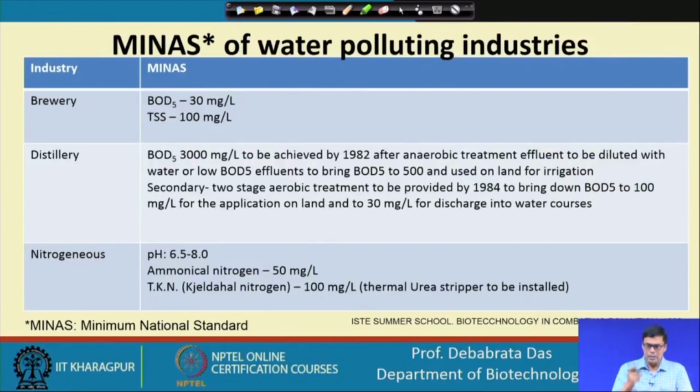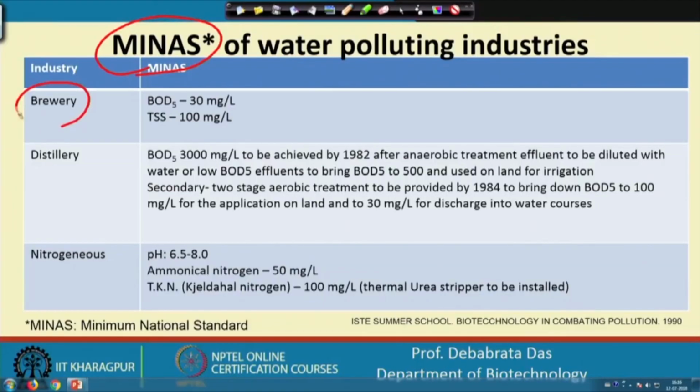Now, this is the minimum national standard, MINAS, imposed by our Central Pollution Control Board. They determine the disposal standards for the effluent produced by different industries. As for example, for the brewing industry, whatever effluent they produce should have a BOD5 of 30 milligram per liter, and total suspended solids of 100 milligram per liter.